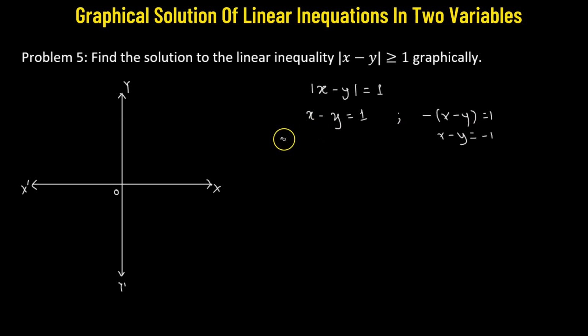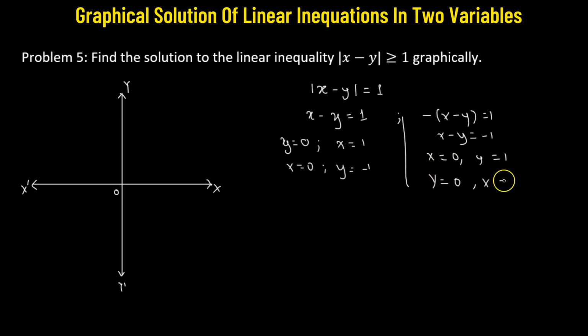For this straight line, we'll first find out the x-intercept, which will be by letting y equals to 0. So we will get x value equals to 1. And when we let x equals to 0, then y value is going to be equals to negative 1. For the second case, if we let x equals to 0, then y will be positive 1. And if we let y equals to 0, then x will be negative 1.